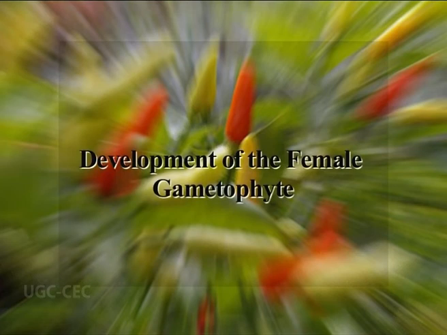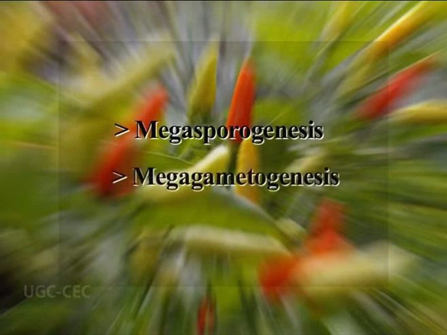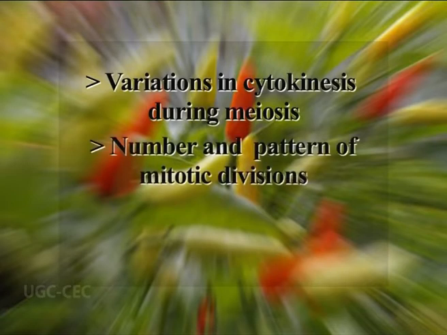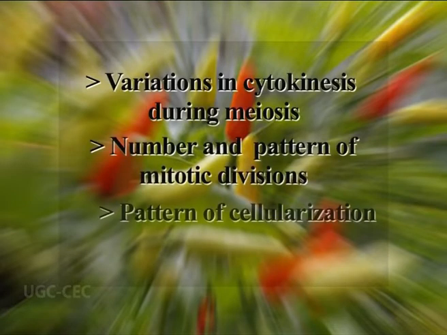Dear students, now we will discuss the development of the female gametophyte. Female gametophyte development occurs over two phases referred to as megasporogenesis and megagametogenesis. More than 15 different patterns of female gametophyte development have been described. The different patterns arise mainly from variations in cytokinesis during meiosis, number and pattern of mitotic divisions, and pattern of cellularization.